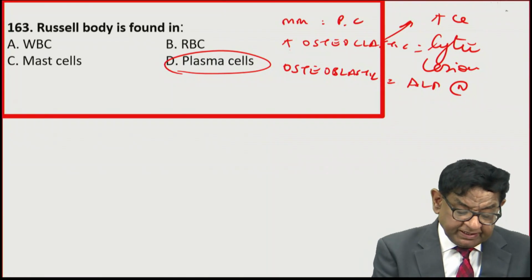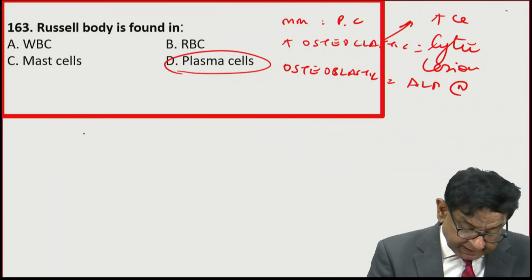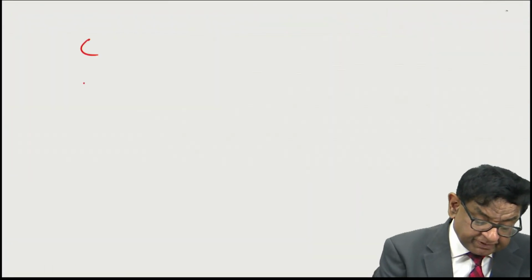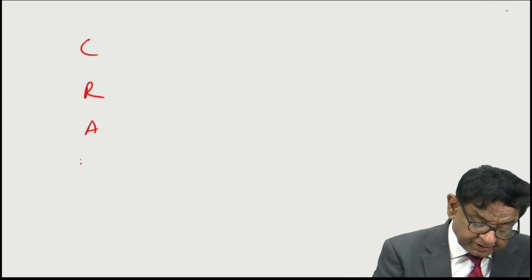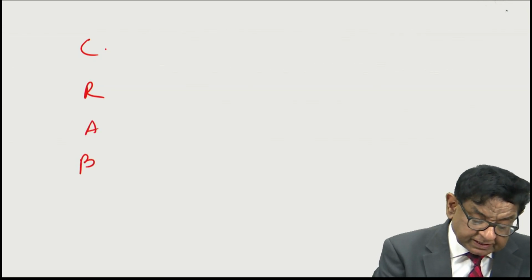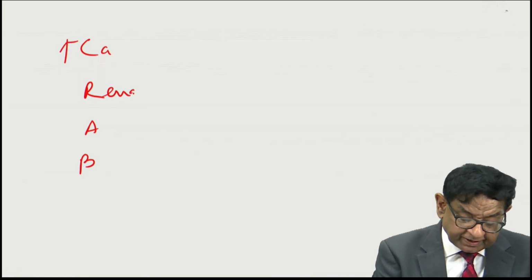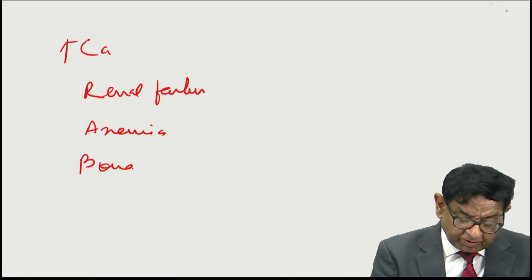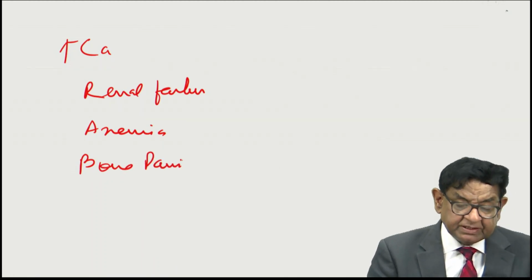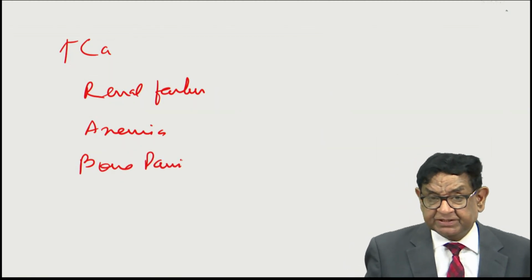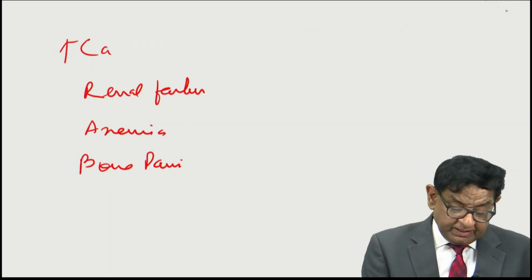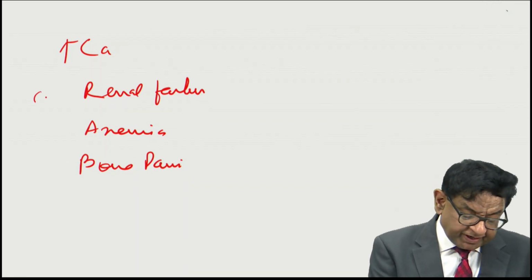What are the other findings? In multiple myeloma, the mnemonic CRAB should never be forgotten. C for hypercalcemia, R for renal failure, A for anemia, B for bony pains. The classical 4 signs in the case of multiple myeloma. It can lead to chronic renal failure, of course.